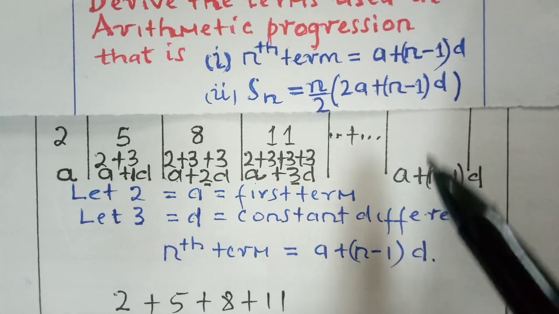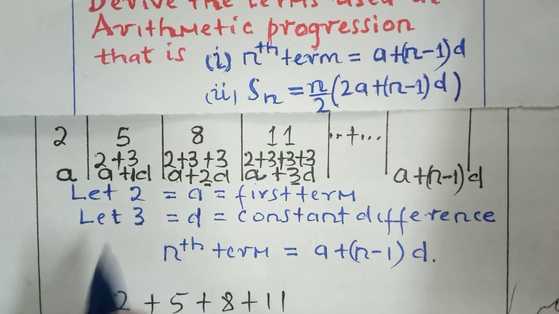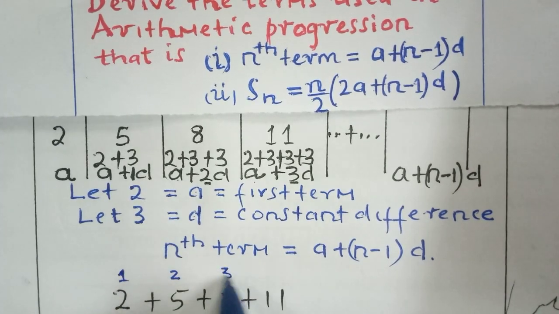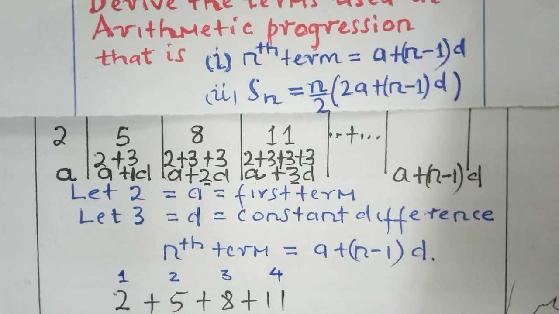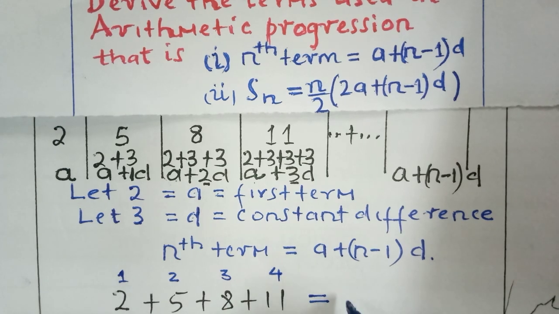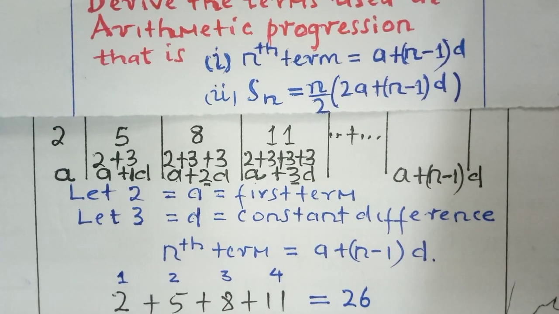Let's now, first of all, not consider that. We just consider the numbers that we know. So this is the first number, second, third, and the fourth. If we add these numbers, guys, we get 26. You can add and see.